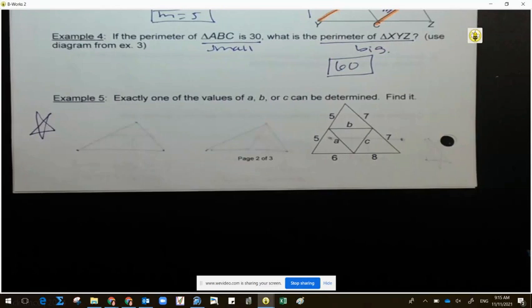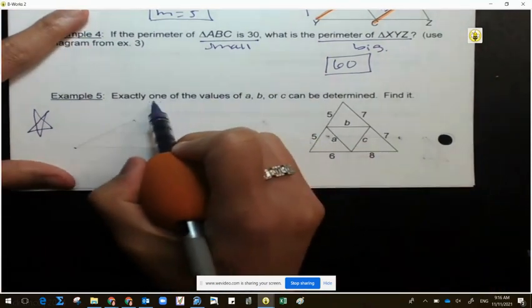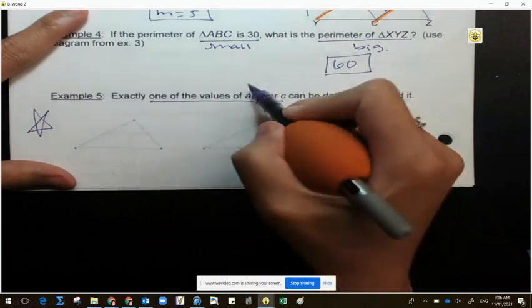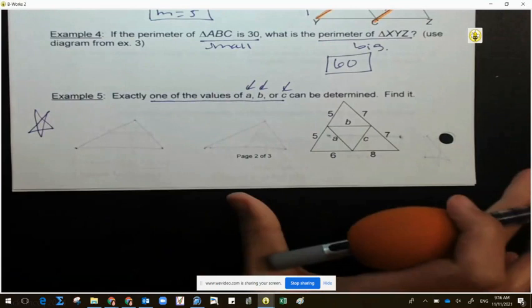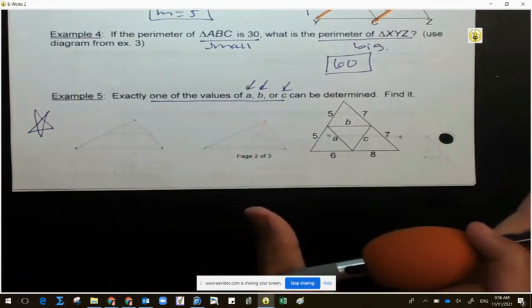Okay, Macy, go ahead and read number 5. Exactly one of the values of A, B, C can be determined. Find it. Okay, exactly one value. So it's either A, B, or C, not all of them. All right? So here's a method that's going to work out every single time.